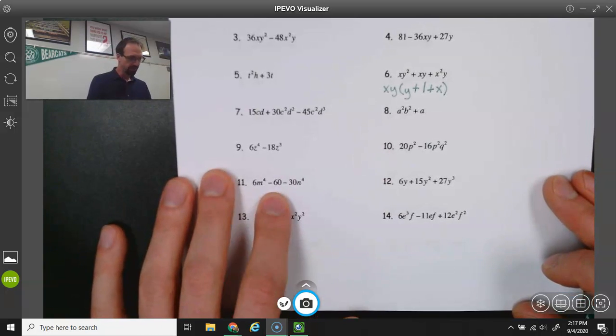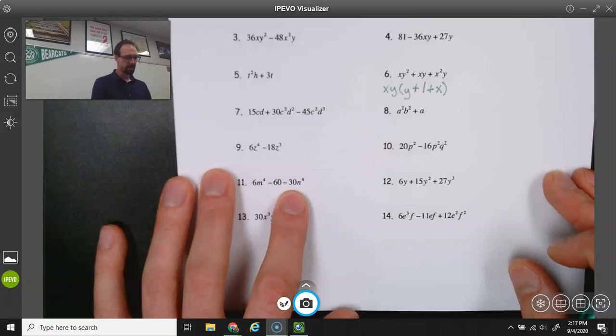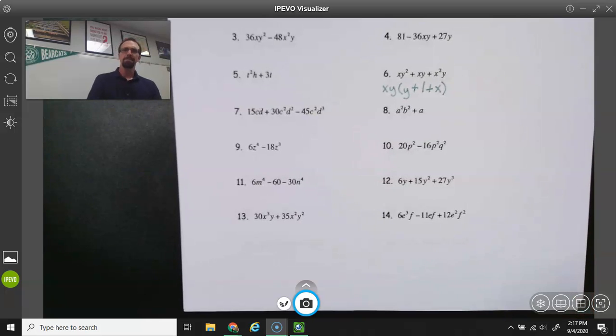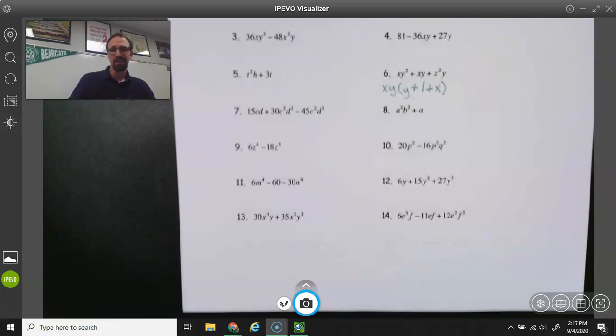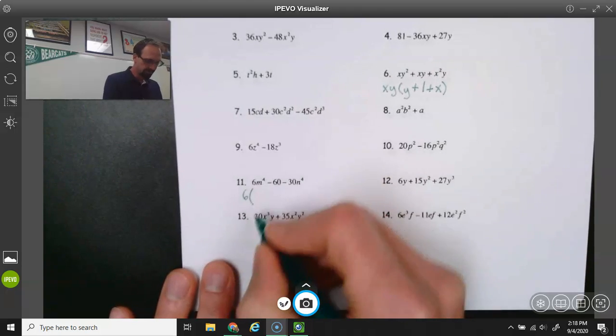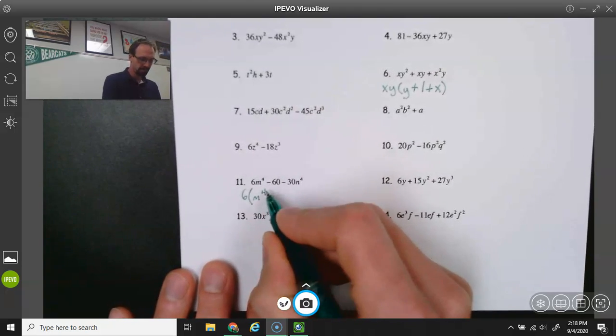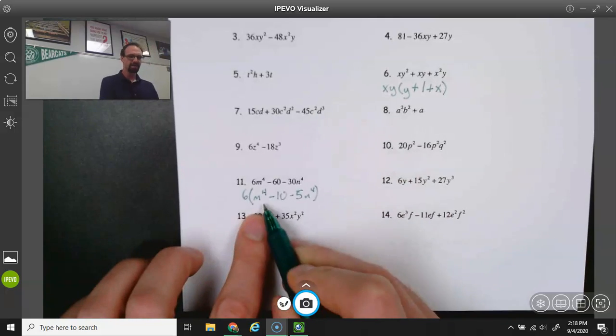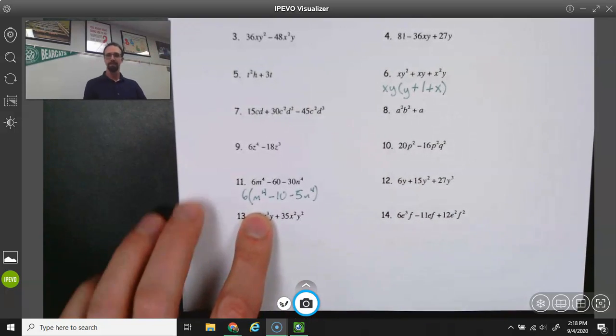I have 6m to the 4th minus 60 minus 30m to the 4th. So again, I'm looking for the factors that I can pull out of all of these. Just seeing the variables, they don't exist in all of them, so I'm not even going to be able to factor a variable out of everything. Well, my smallest coefficient is 6. Does 6 go into negative 60 and negative 30? It does. So I can actually factor out a 6 from these. If I do that, I'm left with m to the 4th minus 10 minus 5m to the 4th. And when I get to this point, I shouldn't have any additional factors to factor out. And if that's true, then I should be good.